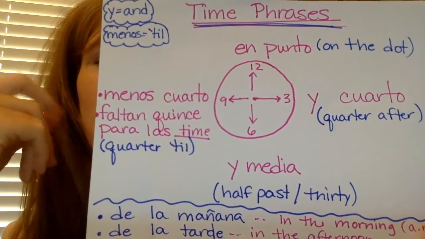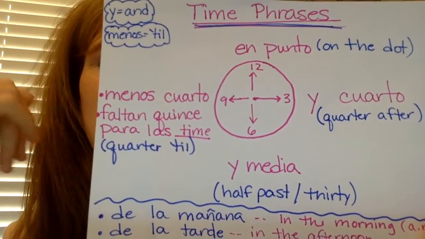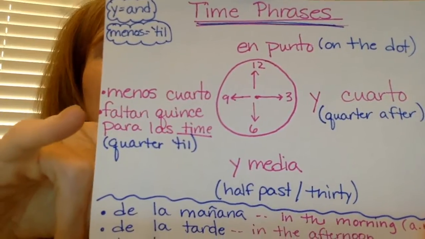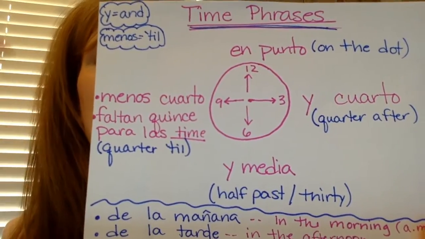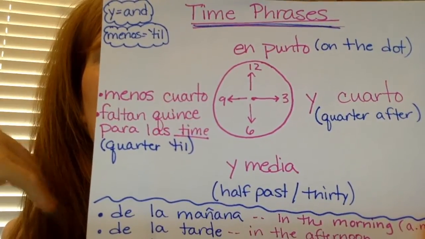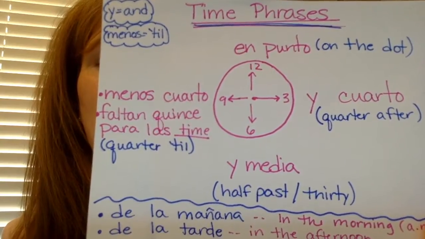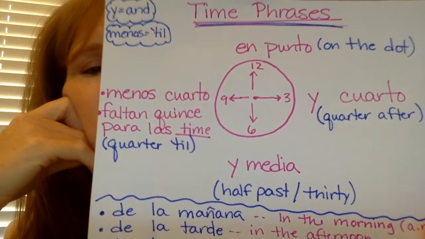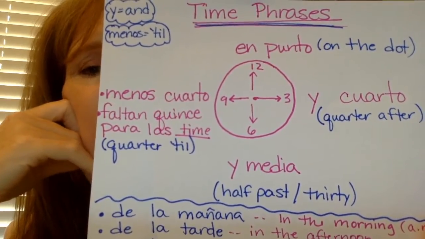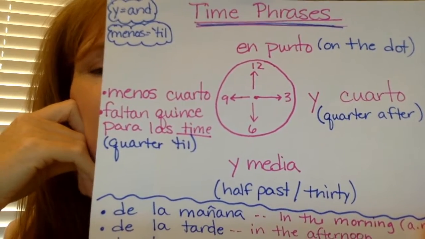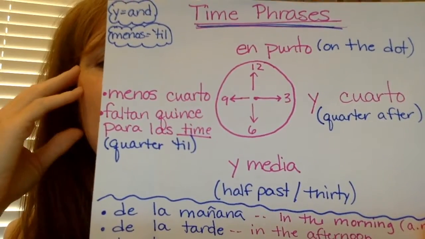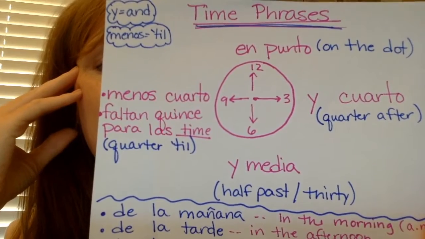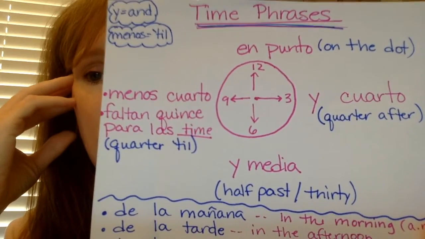There's also a really useful phrase that's very common that I'd like my students to know. It might not be in the textbook, but it's faltan, and then the amount of time, para las, and the time of day. So let's say it's quarter to 3. I'd say faltan 15 para las 3. Okay? If it's 10 to 3, faltan 10 para las 3.